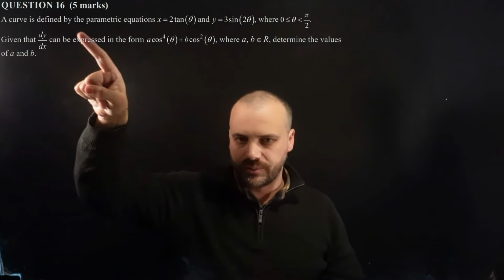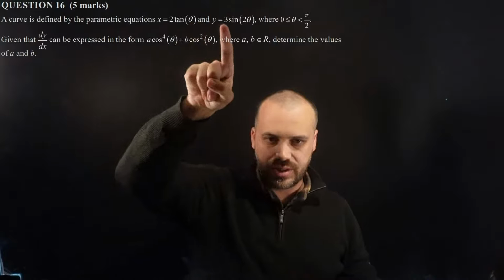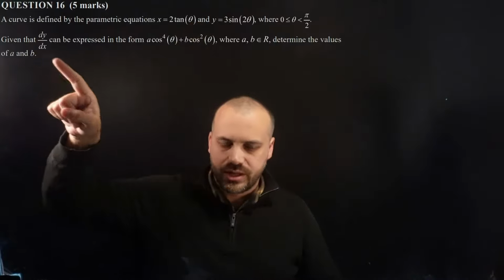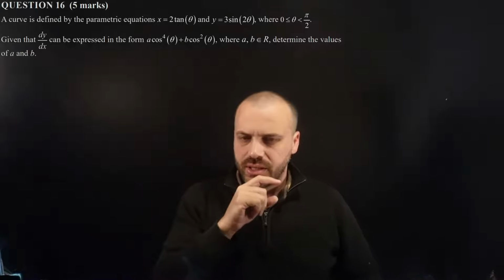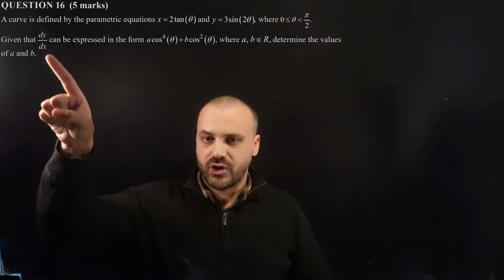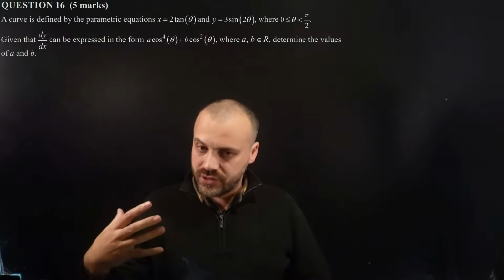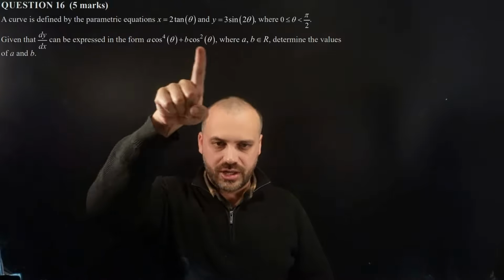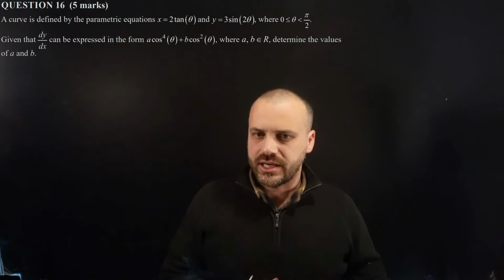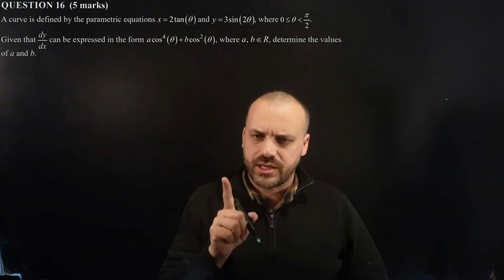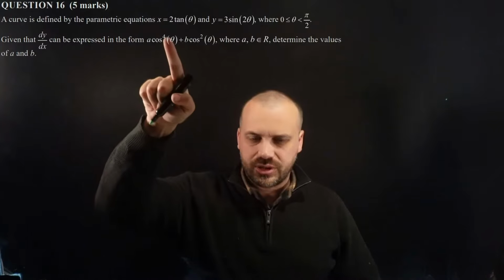A curve is defined by the parametric equations this and this. Given dy dx can be expressed in this weird form here, find a and b. So really the question is asking us to find dy dx. Once we have dy dx, we might have to rearrange it to get it into a form that looks a bit like this and then solve for a and b. Okay, how am I going to find dy dx? What's the trick? Let's look at this equation.